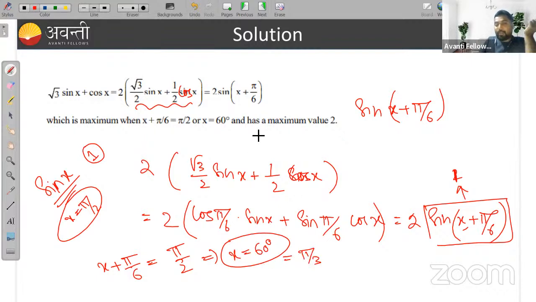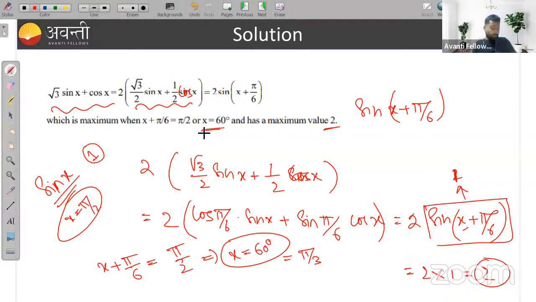For x equal to pi by 3, this expression has its maximum value, that is 2. So sin becomes 1, that means 2 into 1, 2. So the maximum value is 2, and it becomes maximum when x is equal to 60 degrees, or we can say pi by 3. I hope this is clear. Got it? Is it clear to all? Everyone, respond in the chat box. Is it clear, guys?